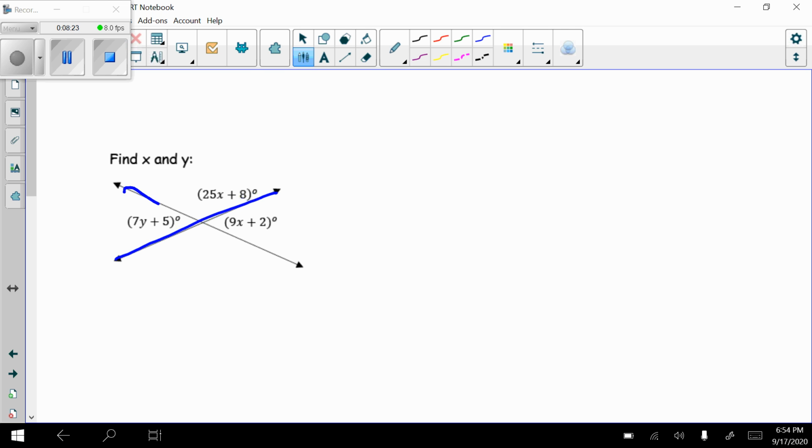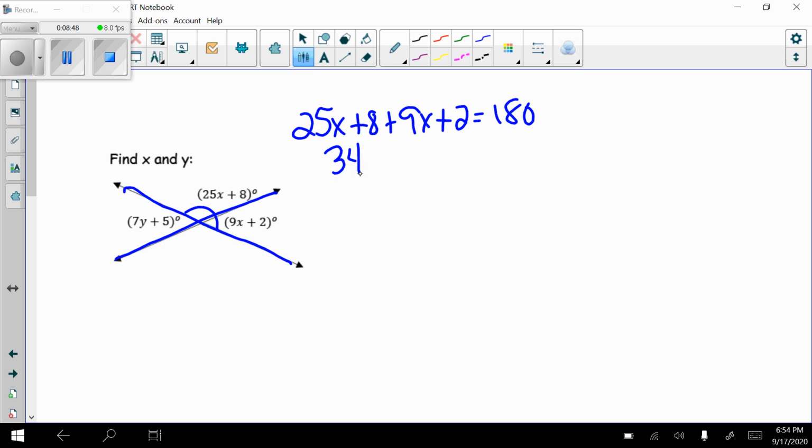So I look at the other line. These two are also a linear pair. They both have x, so I can add them together and solve for x. So 25x plus 8 plus 9x plus 2, they're a linear pair, equals 180. Combine like terms, so 25x plus 9x gets me 34x. 8 plus 2 gets me 10, equals 180.